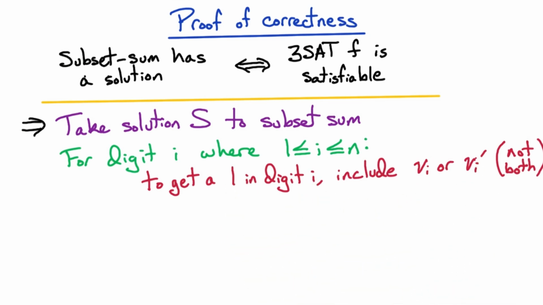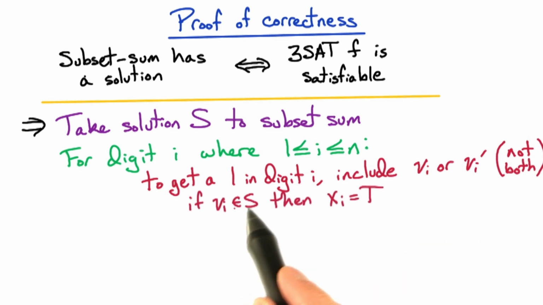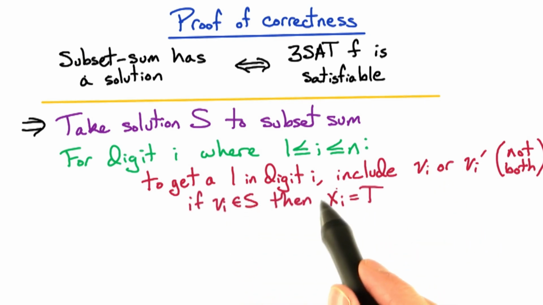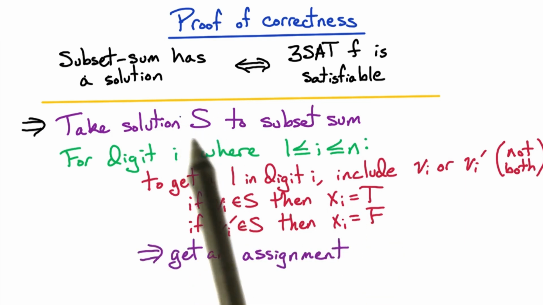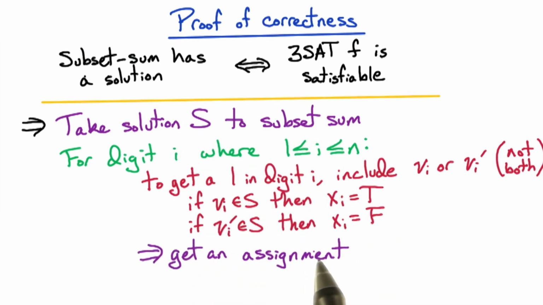So the only way to get a sum of exactly 1 in digit i is to include exactly 1 of vi and vi prime. If we include vi in our subset S, then we set the variable xi to true. If we include vi prime in our subset S, then we set the variable xi to false. So from this solution to the subset sum problem, we get a true-false assignment for the variables. Why is this a satisfying assignment?